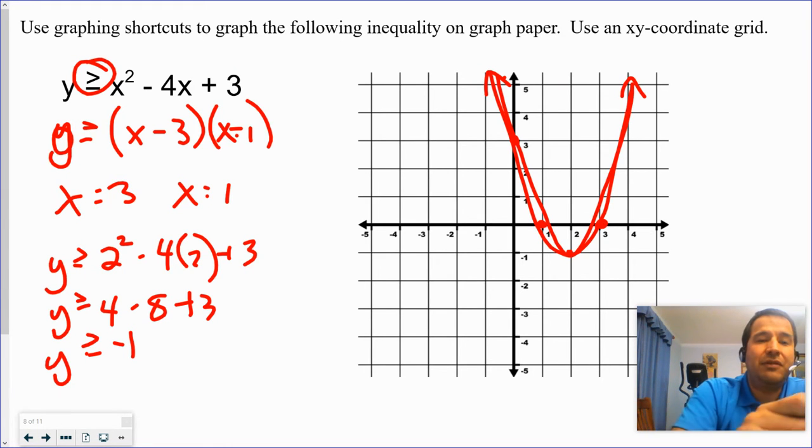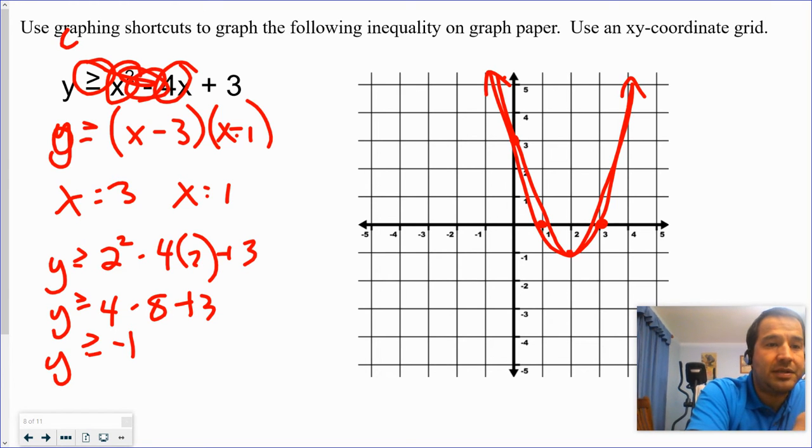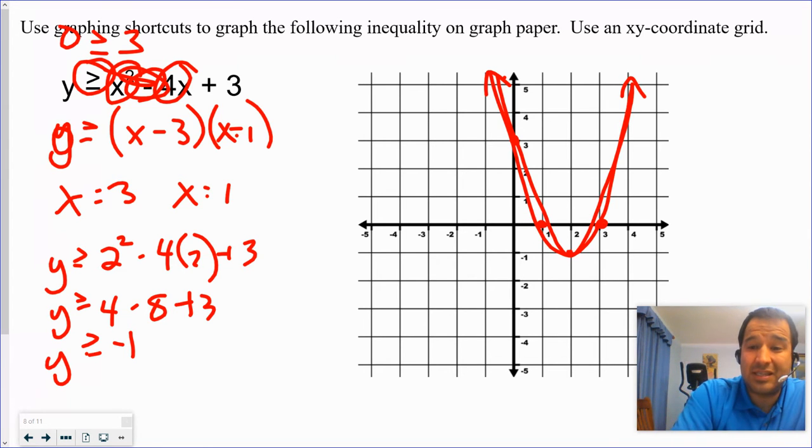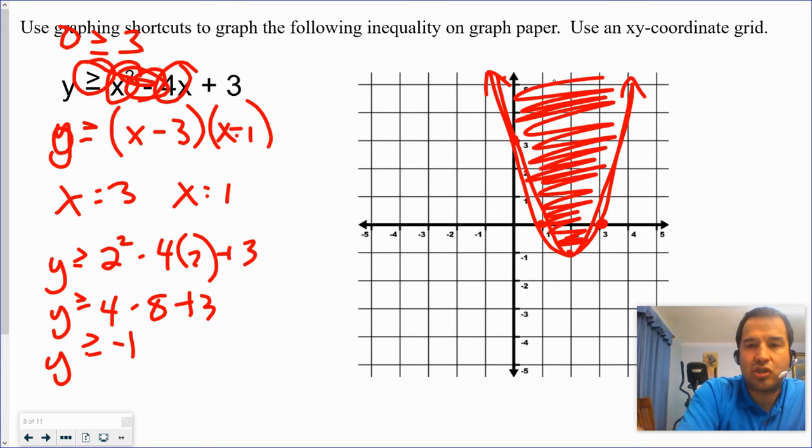Now, again, the beautiful thing about, look at this. 0 squared, 0. 4 times 0, 0. So all those cancel out. All I'm left with is 0 is greater than or equal to 3. Is it? It is not. So since it is not, everything inside this should be shaded.